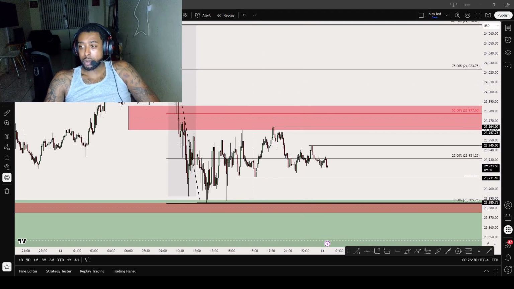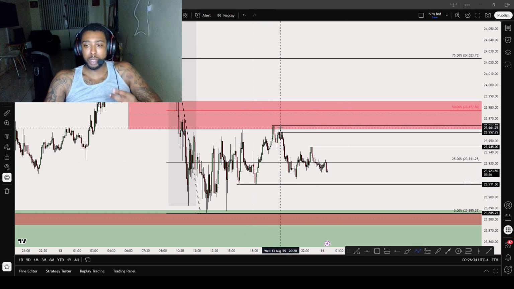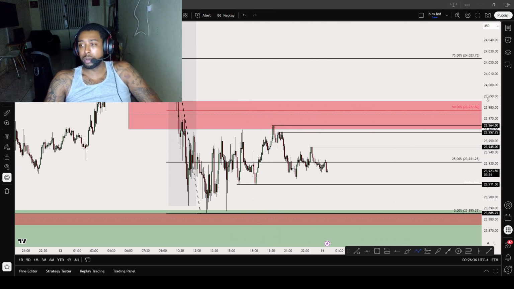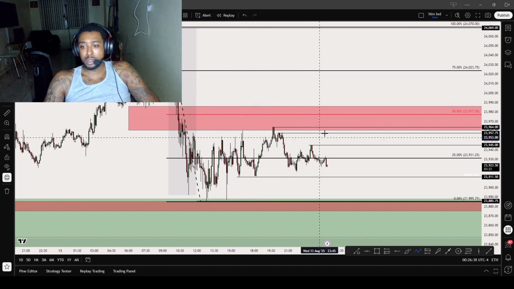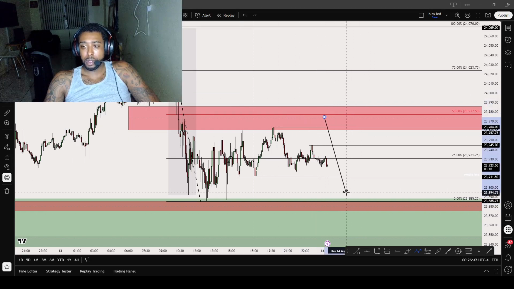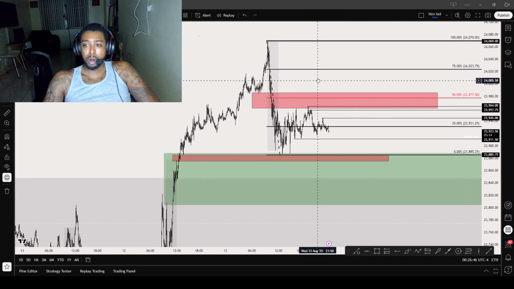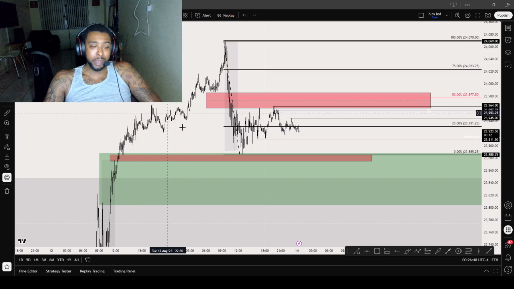So the fourth thing the market does is, if it doesn't rebalance to an inefficiency, it's going to rebalance to the equilibrium of the range that it's in. So those are the four reasons why the markets move, right? Of course we're bullish on a higher time frame, but remember the market loves to do the AMD model.